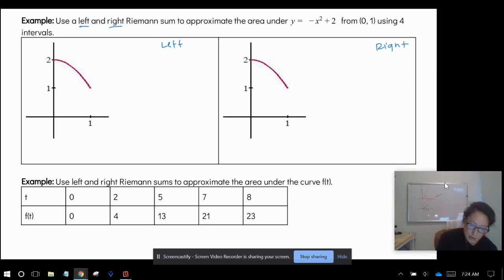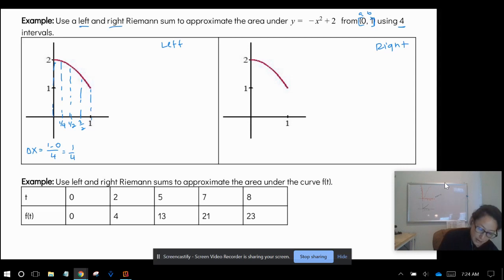All right, so I want to split up my interval into four equal intervals. To get my delta x, I'm going to take my a and my b and subtract them. 1 minus 0 over 4 gives me a quarter. So I know I have to split up the domain into 0, 1/4, 1/2, 3/4, and 1. Okay, and then I'm going to sketch in little lines here so that I can make my rectangles.